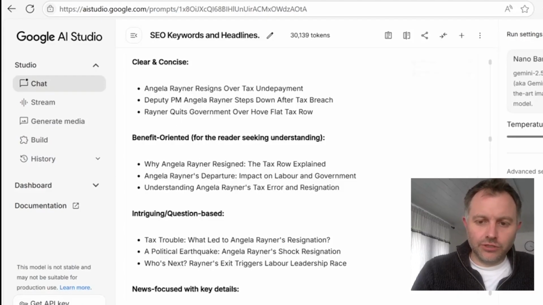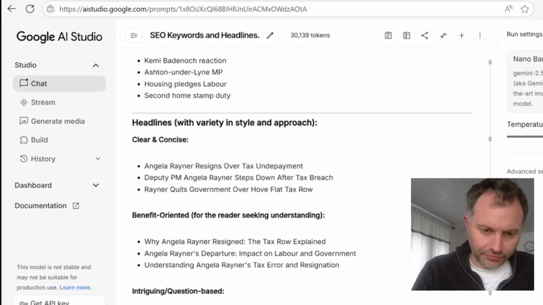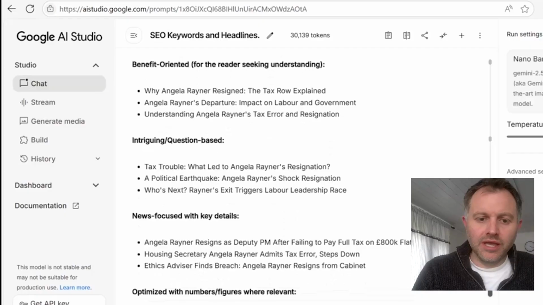And as you go through all the headlines, the key thing that keeps coming back again is Angela Rayner's name is in all of them. Whether it's a full name or a surname, that is obviously quite crucial in terms of the SEO. Other things, resignation is in a lot of them. It's got a bit of alliteration here in terms of tax trouble. So the key keyword is her name, the resignation, the fact she's Deputy Prime Minister, all things that you need to make sure are in your headline, most crucially for SEO.